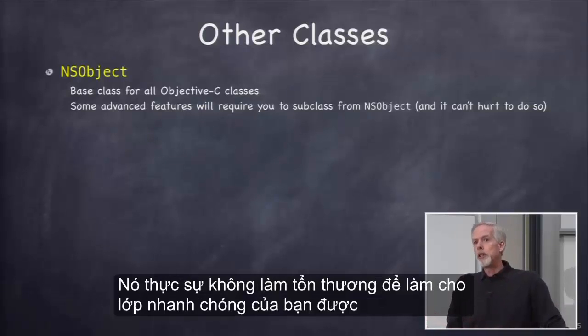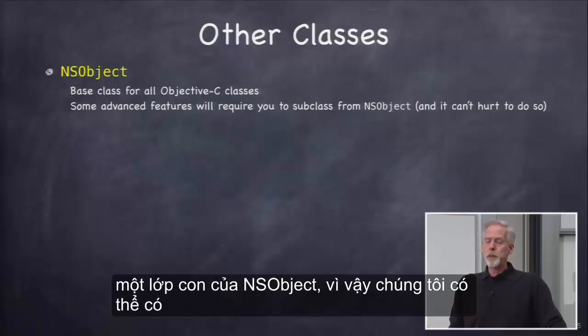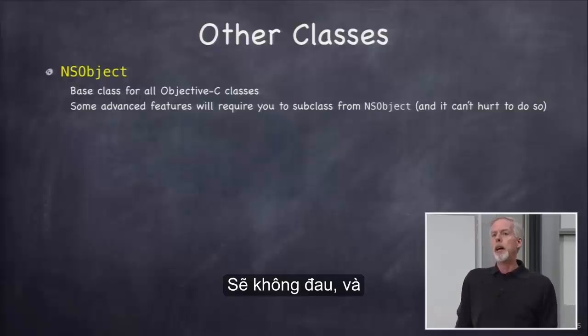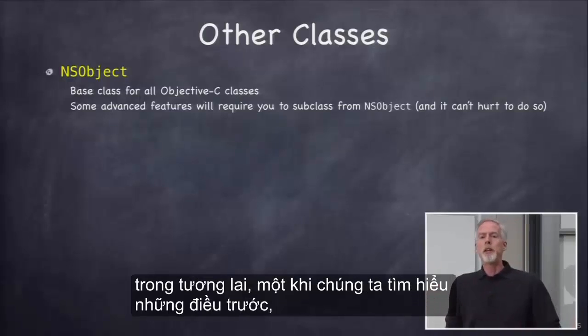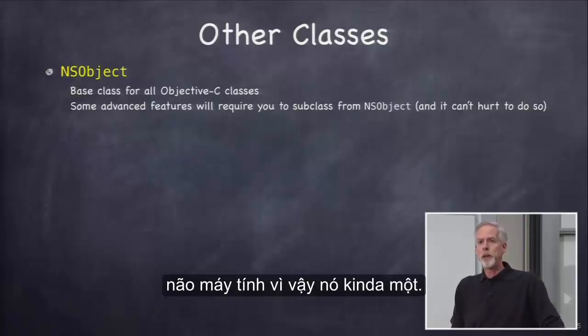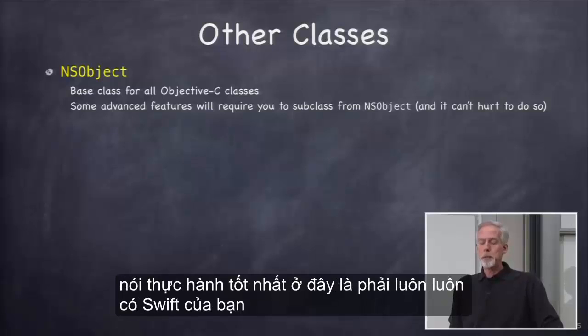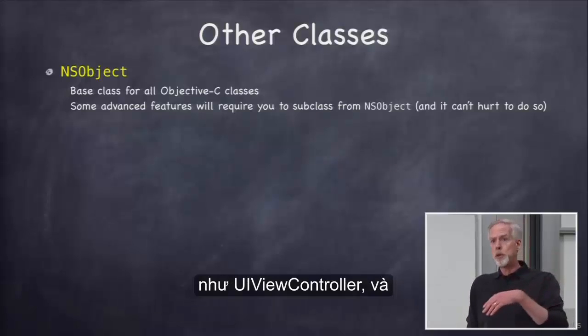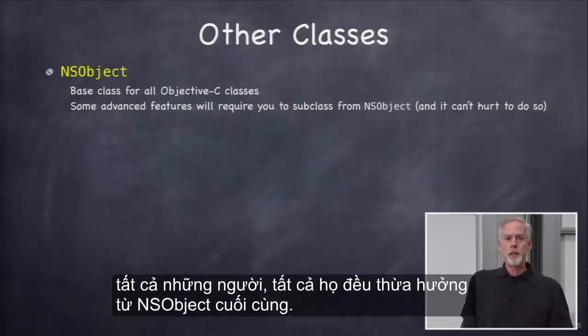It really doesn't hurt to make your Swift class a subclass of NSObject, so we could have made CalculatorBrain a subclass of NSObject. It wouldn't have hurt, and in the future, once we learn these advanced things, it'd be nice to be able to use those advanced features with CalculatorBrain. So you can feel free. I'm not sure what to say the best practice here is, to always have your Swift classes inherit from NSObject. All the classes in iOS, like UIViewController and all those, they all inherit from NSObject eventually.